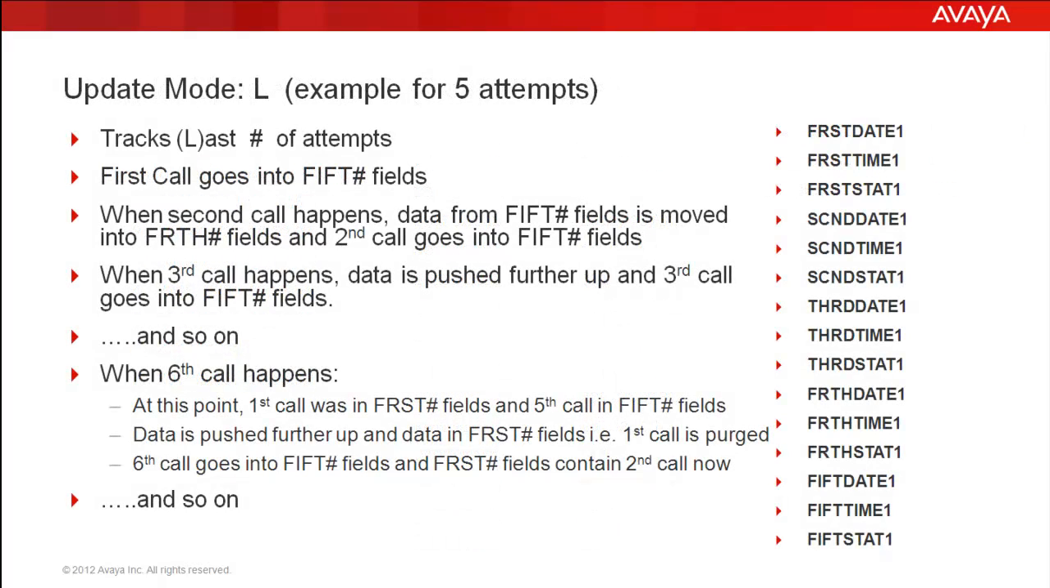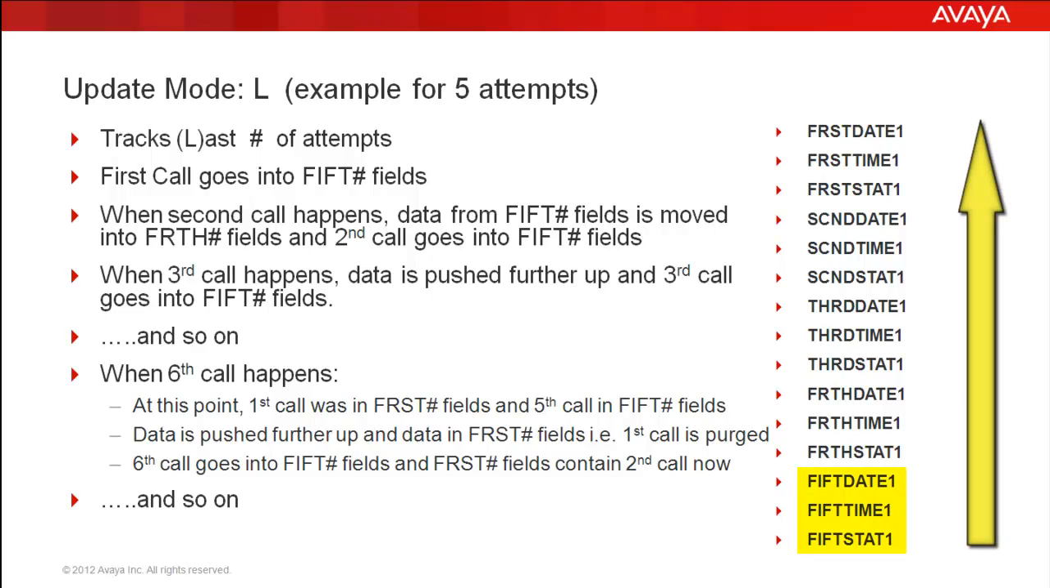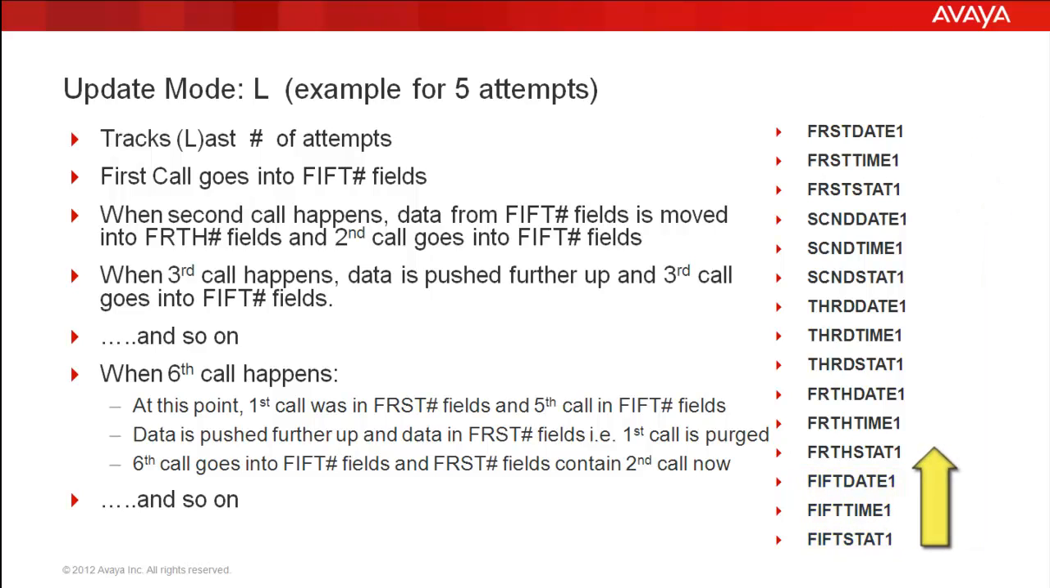Now let's talk about the other mode, that is mode L, or the overwrite initial attempts setting. This setting tracks the last X number of attempts. It starts populating from the bottom. The first call goes into the 5th fields. When the second call happens, it pushes the data upwards from the bottom. So the data in the 5th fields is moved to the 4th fields, and the data for the second call is populated in the 5th fields.